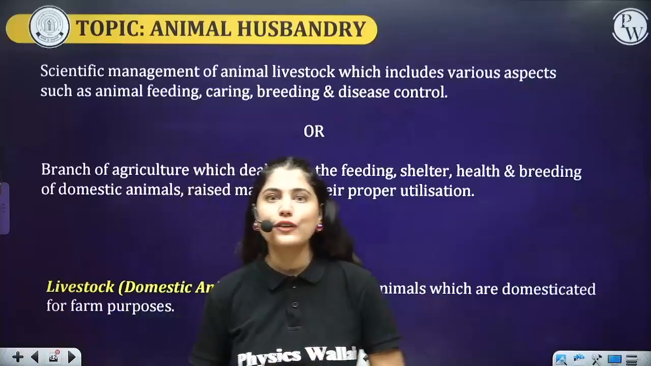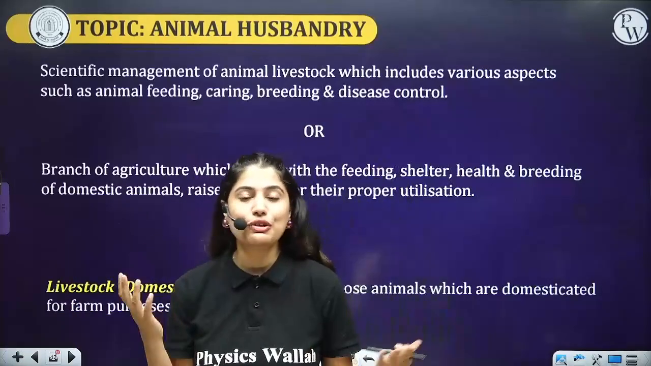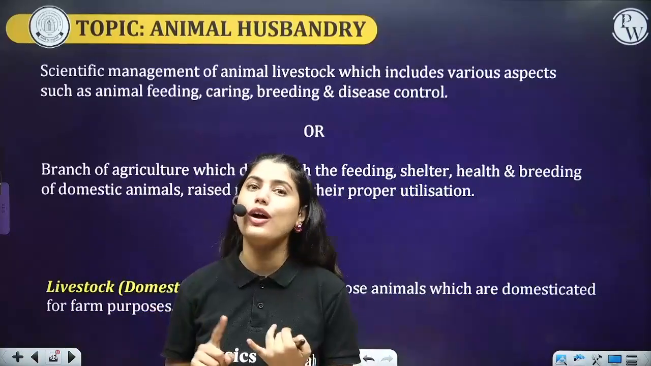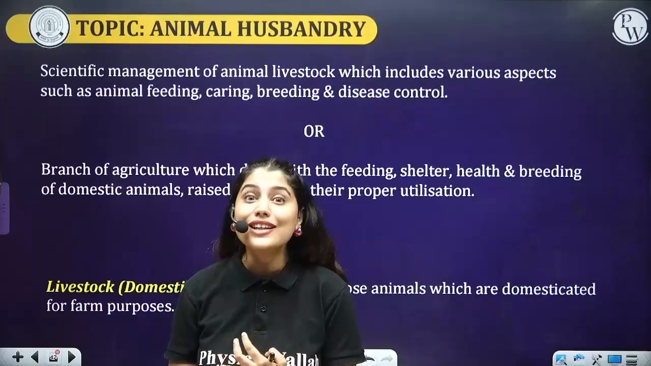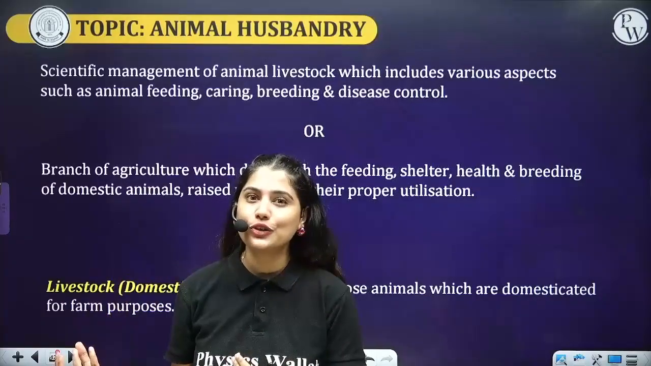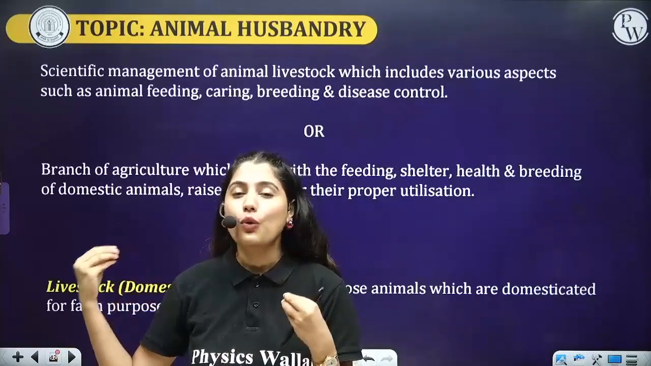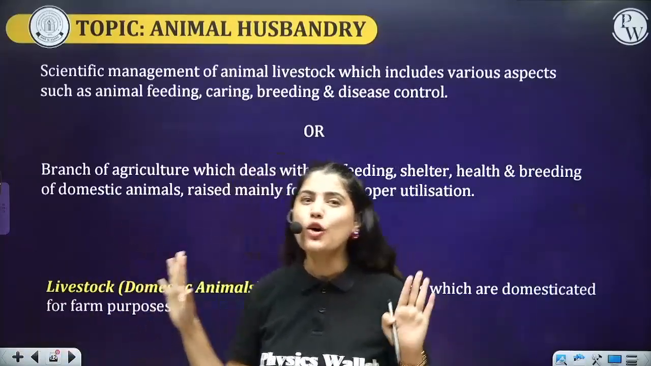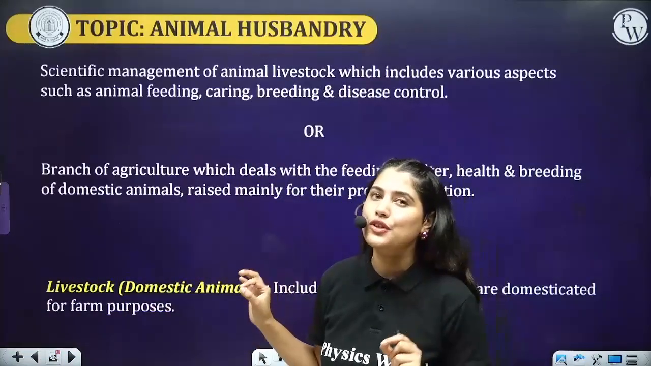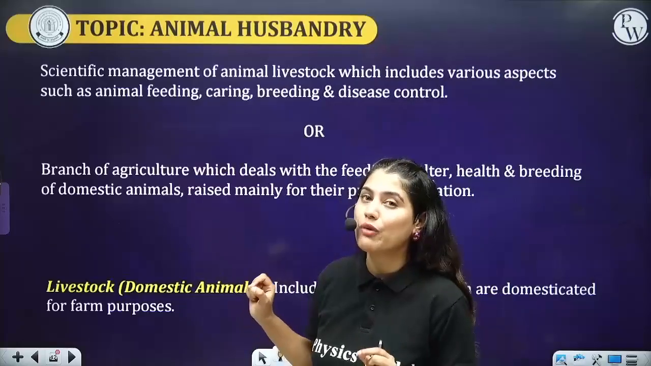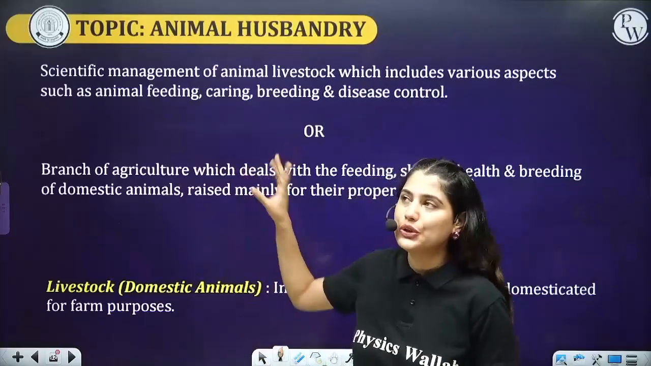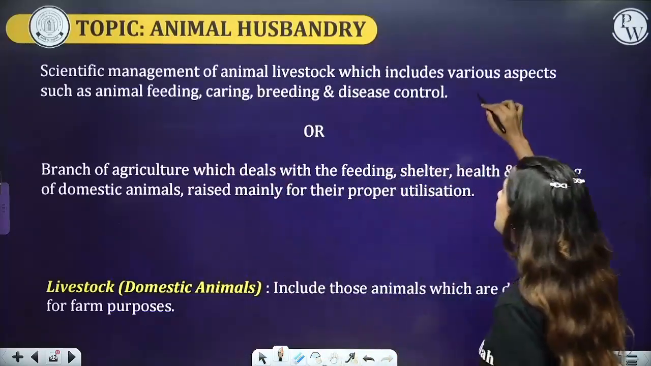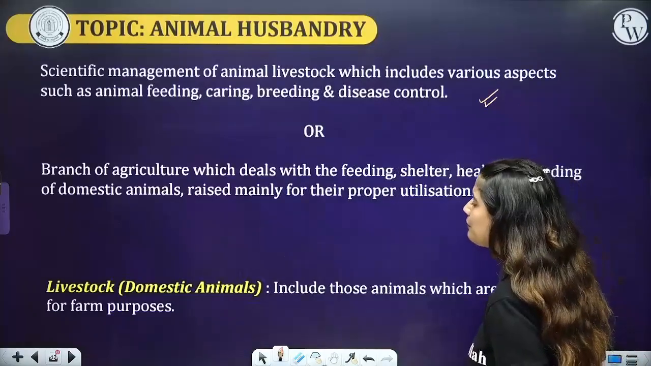Now why are we doing so? Obviously because we want food from them, we want milk from them, we want agricultural work from them, we want eggs from them, we want honey from them. We are getting many different types of products from the animals, hence we are doing it. That is about animal husbandry.